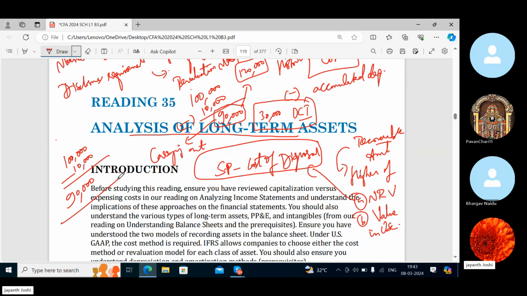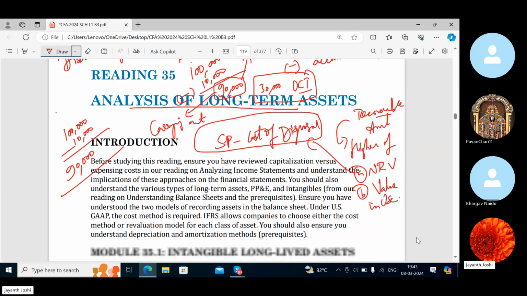So NRV, and value in use is nothing but the present value of future cash flows from this asset. That means this particular asset which you are holding, you will be utilizing for generating some revenue in the future, in the form of cash flows. You will discount those future cash flows with some required rate of return, and then you get the present value of future cash flows. That will be nothing but value in use. So let's say that is 80,000. Of these two, the higher amount is 90,000, which is your recoverable amount.